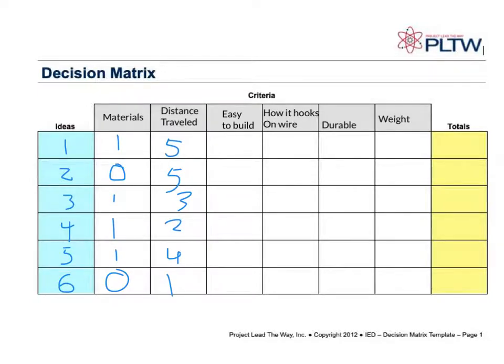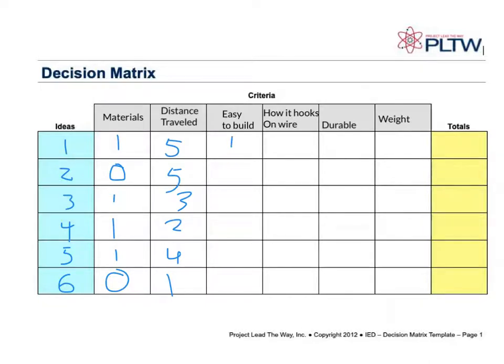Now I'm going to look at how easy it is to build. And again, on a scale of 1 to 5, I'm going to see which one is easiest. The easiest thing I think is going to be to build, I'm going to give it a 5. And then the other ones I'm going to give a 1 if it's really hard. So the first one is really, really hard to build.